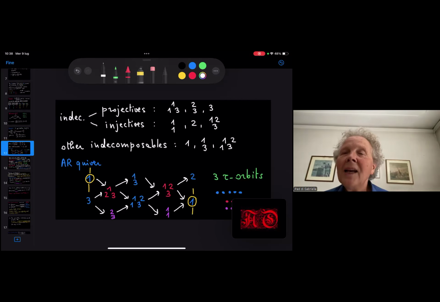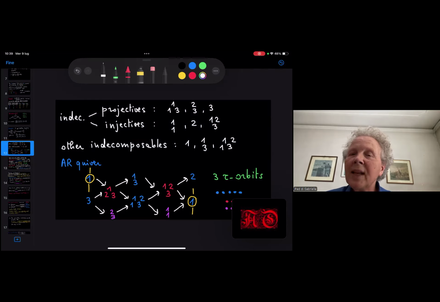So in this case, there exist exactly 9 indecomposable modules. 3 indecomposable modules are projective, 1, 1, 3, 2, 3, 3. 3 indecomposable modules are injective, and they are the uniserial module 1, 1, the simple module 1, and the indecomposable 1, 2, 3. And then there are 3 other modules which are indecomposable, but neither projective nor injective. The module 1, simple module 1, the uniserial 1, 3, and a big module of dimension 4.